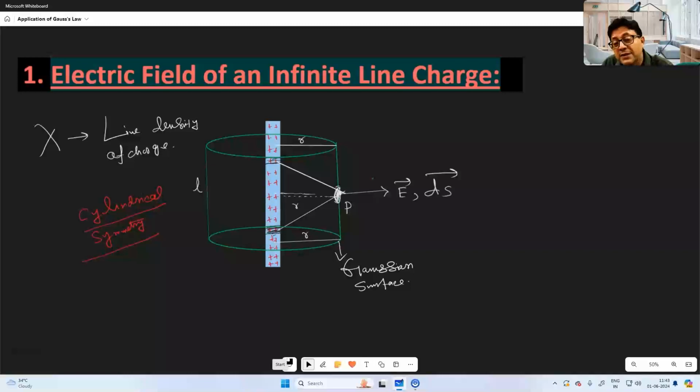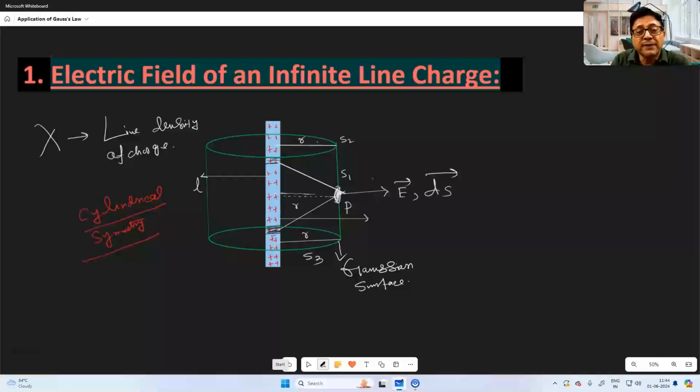How many surfaces are there? You can see that there are three surfaces. This S1 is a surface, S2 is this end cap, another surface, S3 is the other surface. But lines of force due to this charge distribution, all lines of force are radially outward, isn't it?